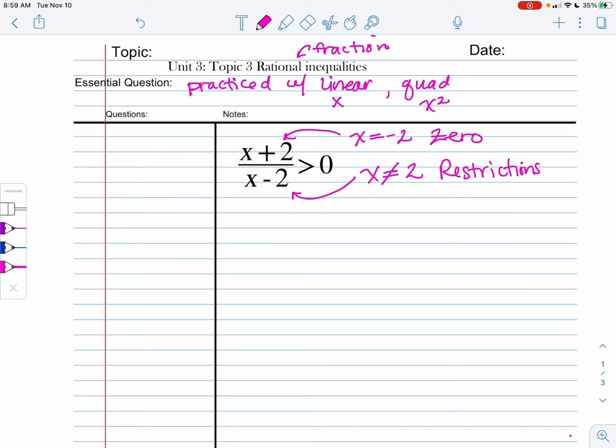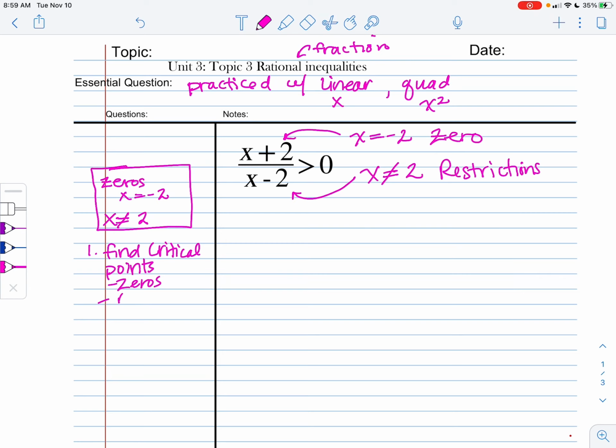Okay, and so now as we're going through these, we have to incorporate both of those into our number line. So we have our zeros, and in this case it's just -2, and then we have those restrictions that we talked about in topic 1. X cannot be +2 because that would turn our rational equation into 0 in the denominator, and we can't have that. So step 1 is to find, I like to call them critical points. So step 1, find critical points. And those are your zeros and restrictions.